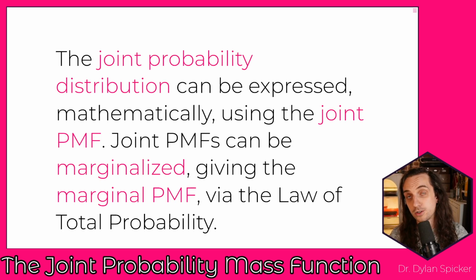So the joint probability distribution is expressed mathematically using the joint probability mass function. The joint PMF can be marginalized, giving us a marginal PMF using the law of total probability. As a result, the joint PMF captures all of our probability information, not only about the joint behavior of the random variables, but also about their marginal behavior. So if you have the joint PMF, you have all of the information that you could want, whether you're thinking about joint probabilistic behavior or about the corresponding marginal probabilistic behavior.